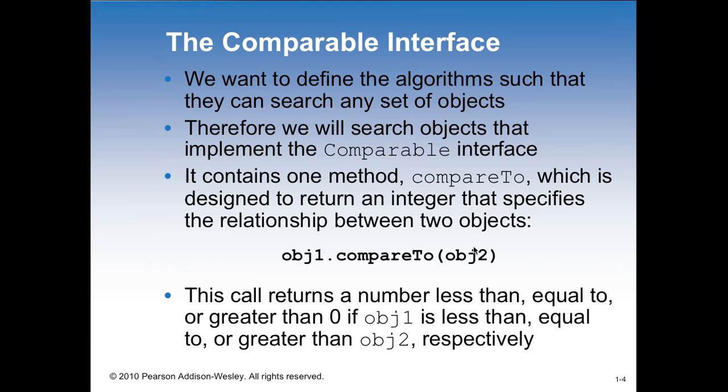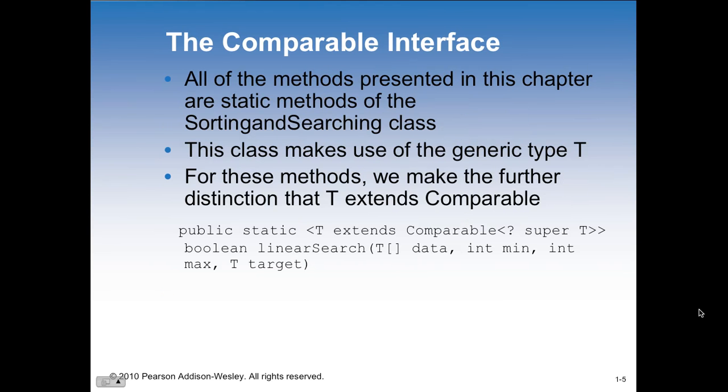So, therefore, we're going to use the Comparable interface. It contains one method, compareTo, as we've seen in the slide here, designed to return an integer that specifies the relationship between the two objects. So if object 1 is compared to object 2, the call returns a number less than, equal to, or greater than 0, depending upon whether object 1 is less than, equal to, or greater than object 2, respectively, which gives us the order.